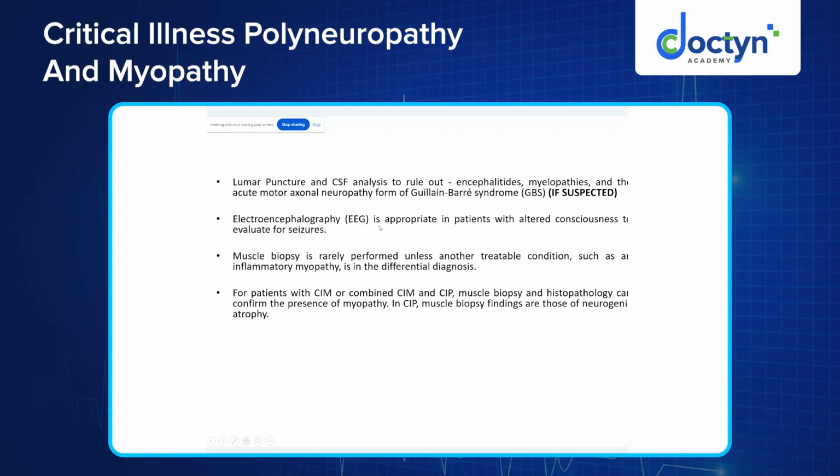Lumbar puncture, CSF: you have to rule out other causes, like encephalitis, myelopathies, acute motor axonal neuropathy. Why? Because it may have developed due to GBS. EEG, electroencephalography, in patients with altered consciousness to evaluate for seizures. Muscle biopsy is performed, for example, if you are considering an inflammatory myopathy as one of the differentials. For patients with CIM, muscle biopsy and histopathology confirm the presence of myopathy. But in CIP, muscle biopsy findings show neurogenic atrophy.